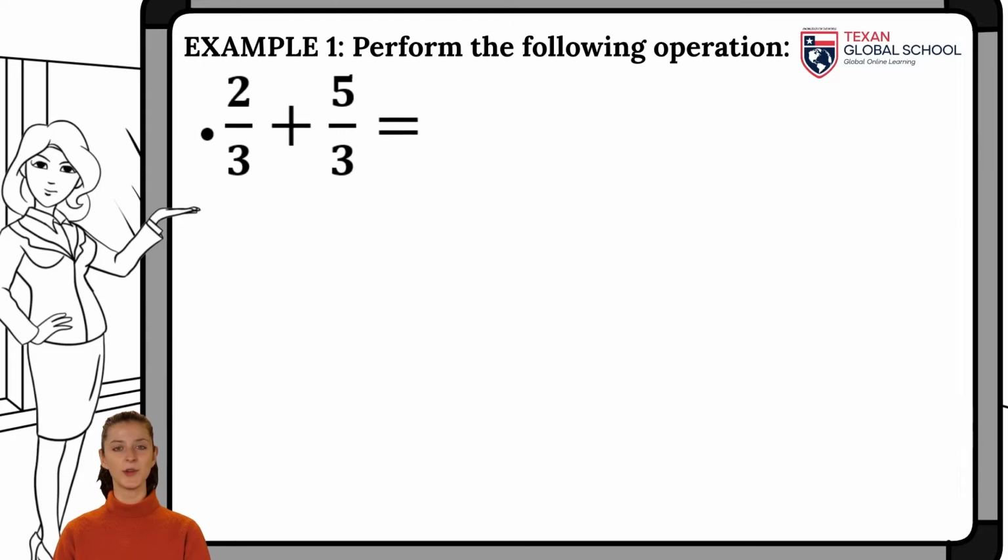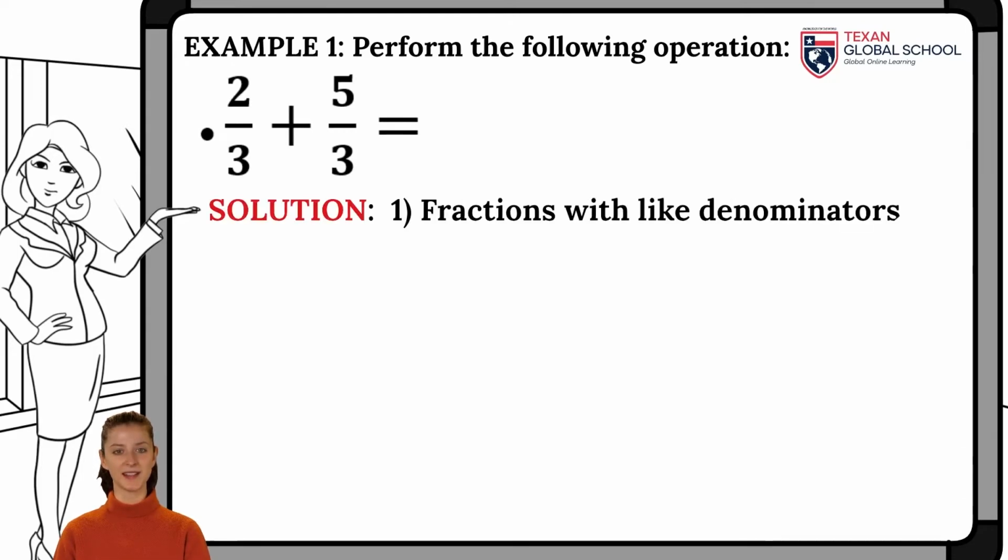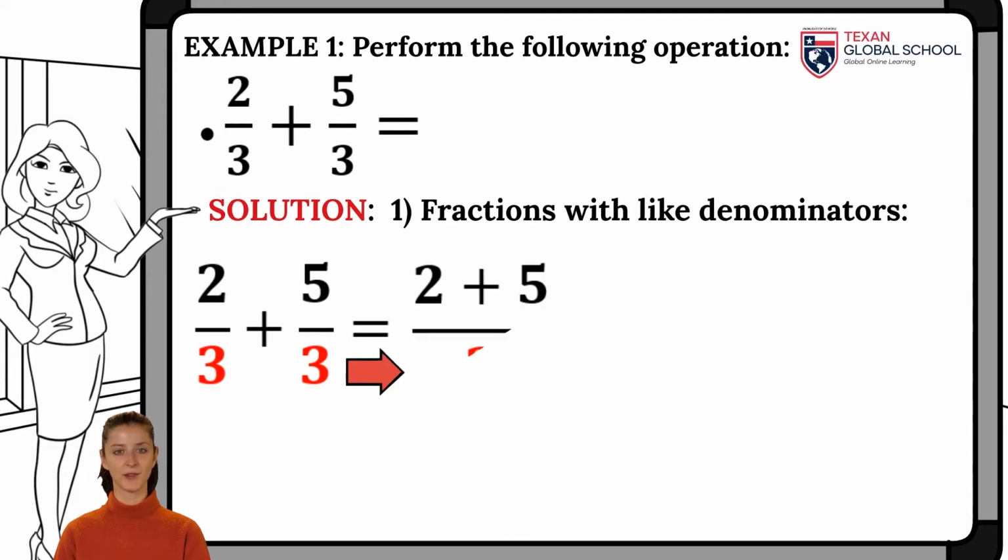Perform the following operation. As we can see, both fractions have like denominators. Therefore, we add the numerators, and the denominator passes exactly the same as the common denominator. We then add 2 plus 5 and divide it by 3. We obtain as a resulting fraction 7/3.